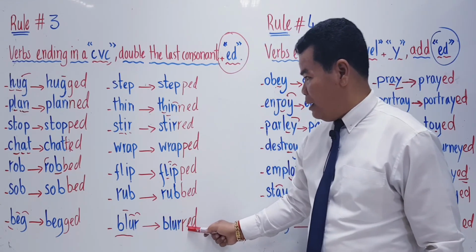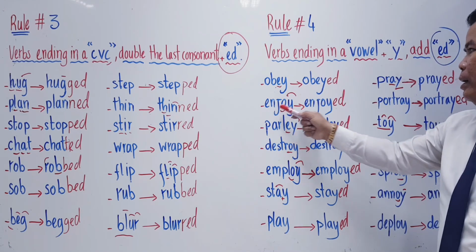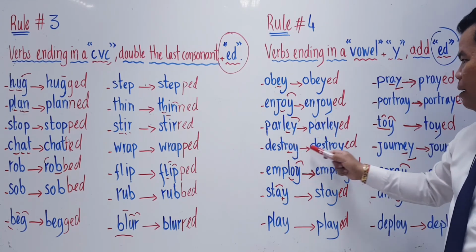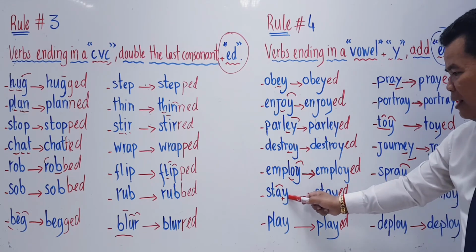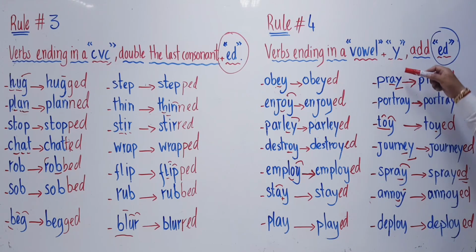Okay? Now, what do we have? H, U, G. So do we have to double H, or double one more G? H is not the last consonant. So which one is the last consonant? Look at the word. G is the last consonant. So before adding ed to the verb, you have to double one more G, and then ed. Hugged. Okay, hugged.